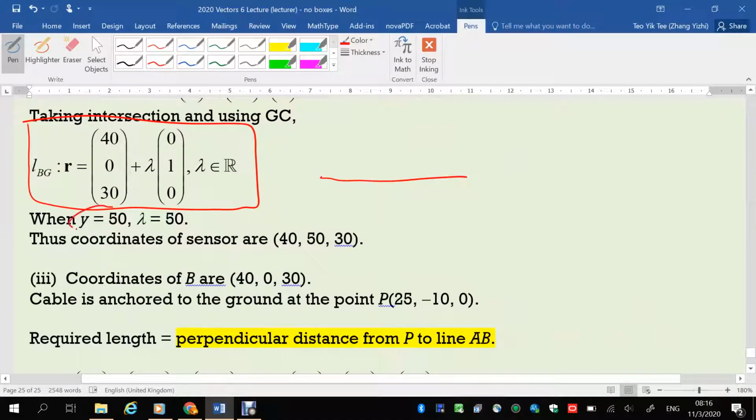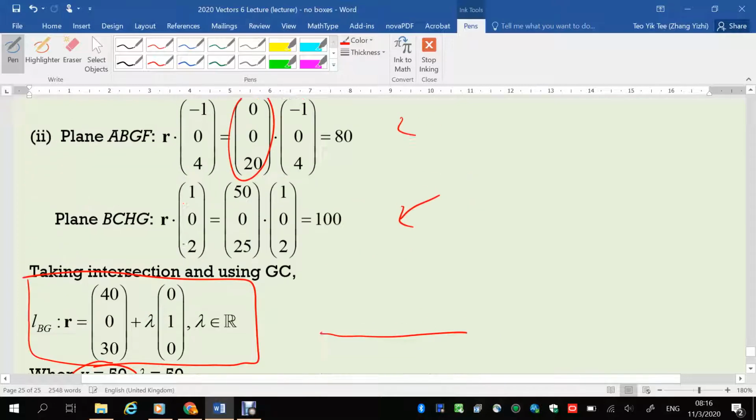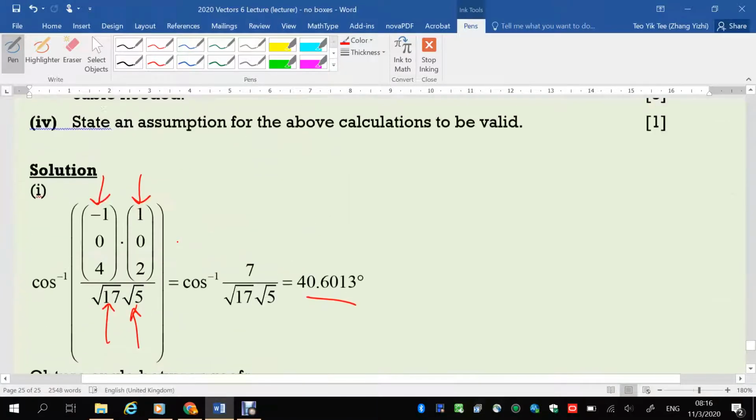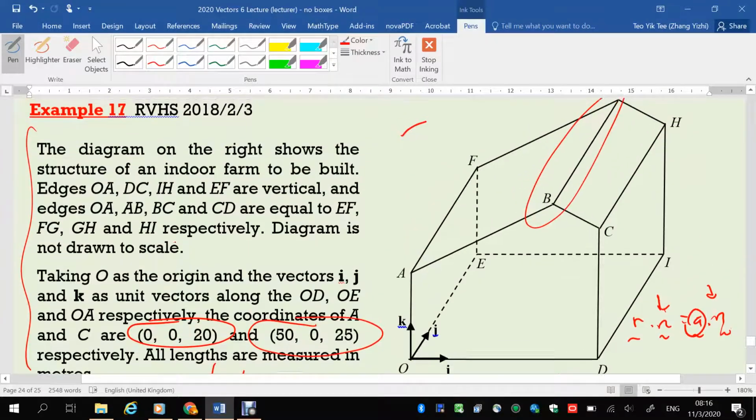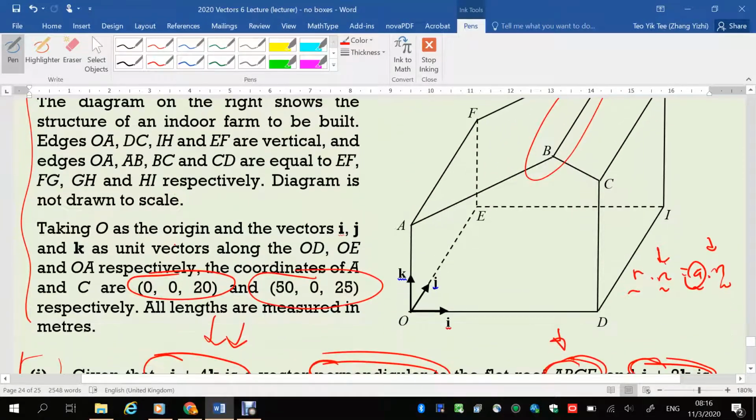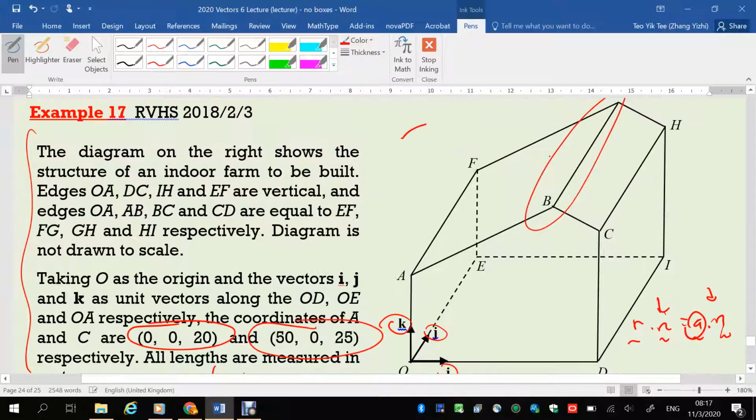Okay, Y must be 50. How come Y must be 50? Because it is 50 meters away from point B. So in terms of your so-called IJK coordinate, 50 meters away from B means that it got to be lying somewhere here. So the Y coordinate must be 50.